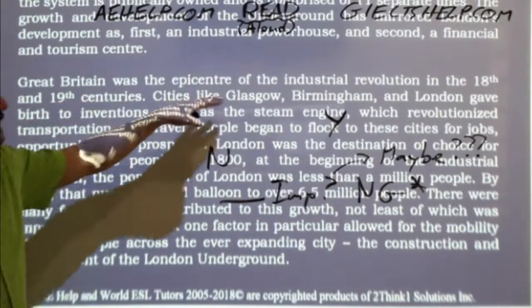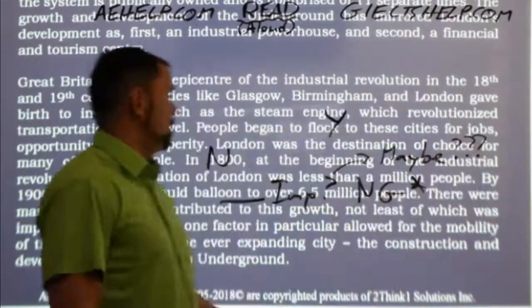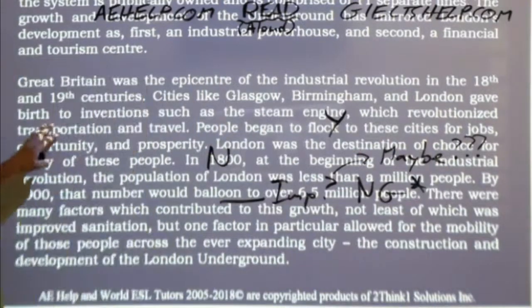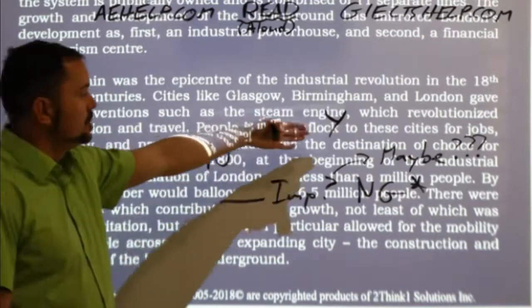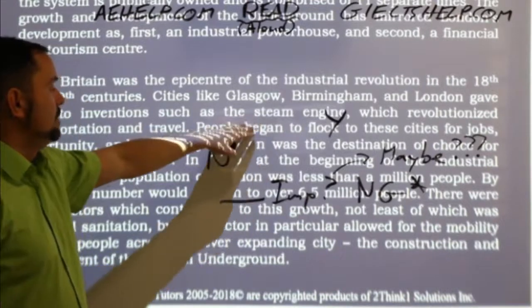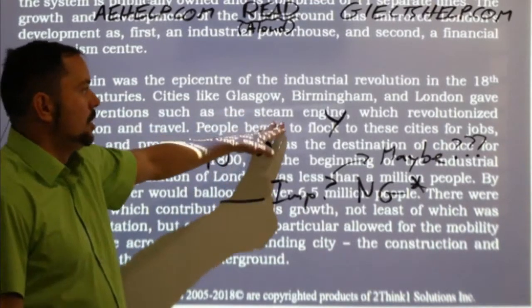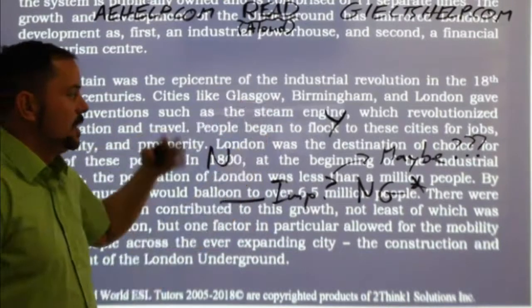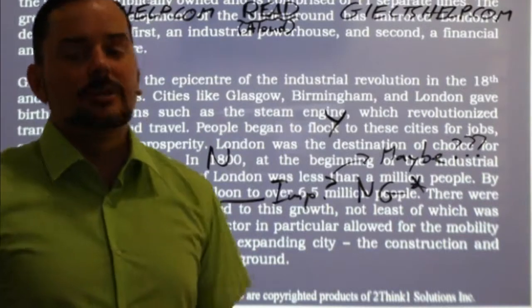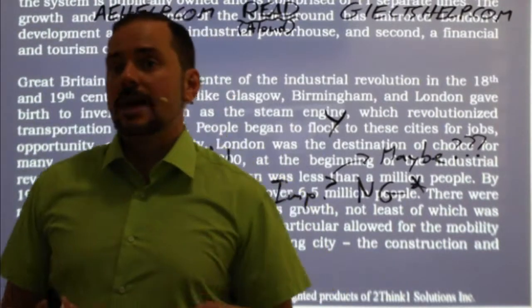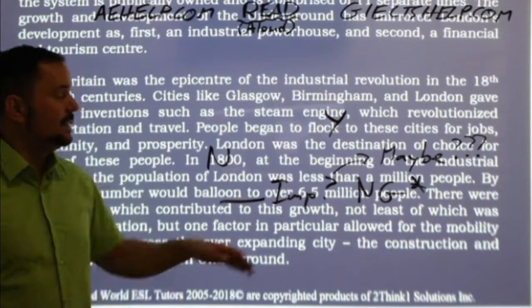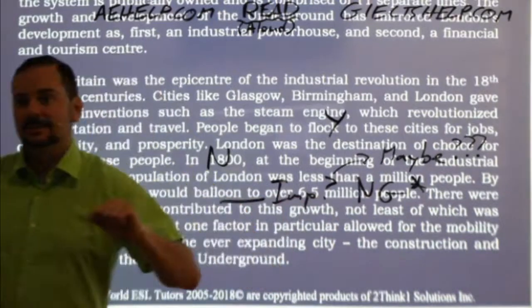Great Britain was the epicenter of the Industrial Revolution in the 18th, 19th centuries. Glasgow, Birmingham, London gave birth to the inventions such as the steam engine. Okay, but it doesn't tell me that London gave birth to the steam engine. It says cities like. So we don't know exactly which one, so it's not given. So you come back, you realize it's not given. But again, you do that only if you have time. Otherwise, not given is your best bet, all right?